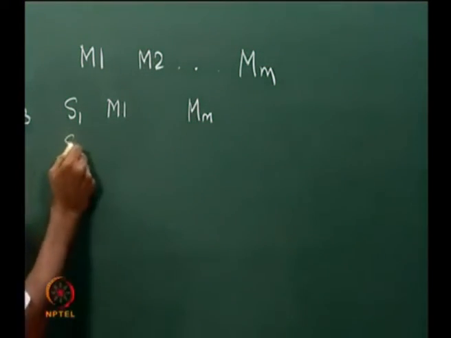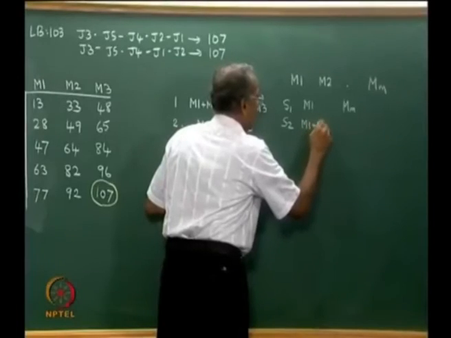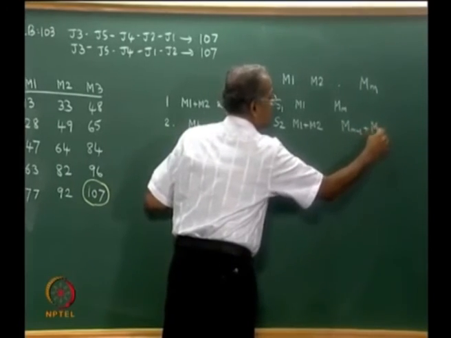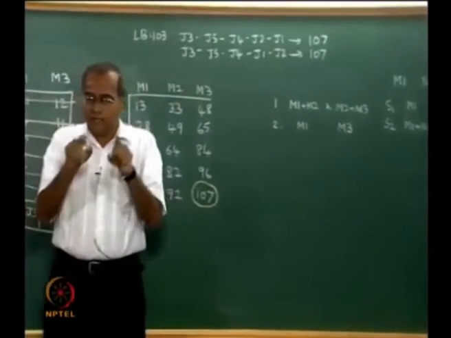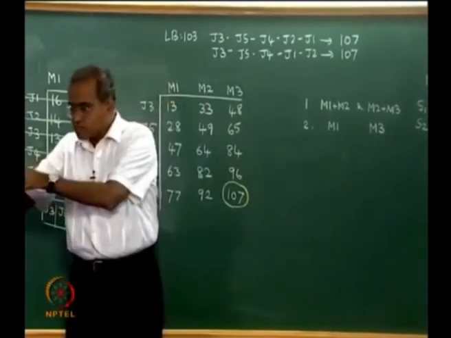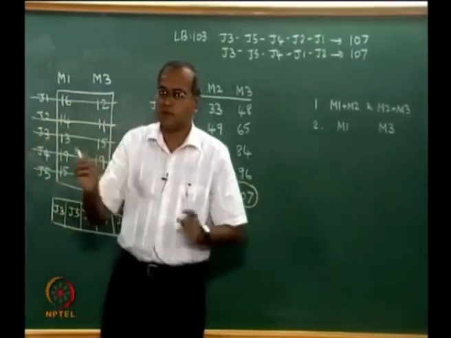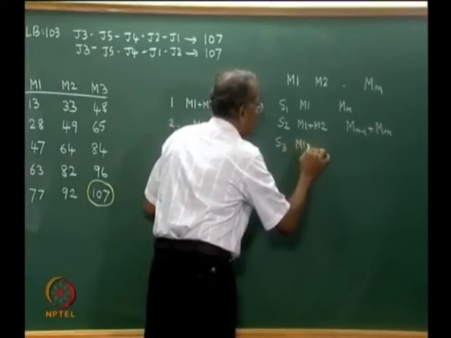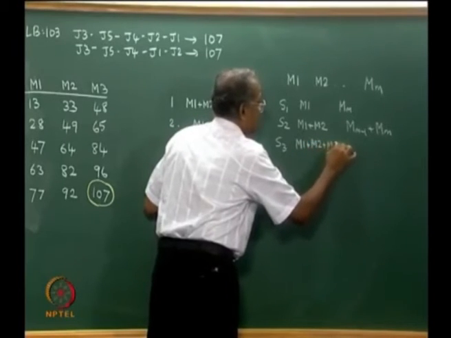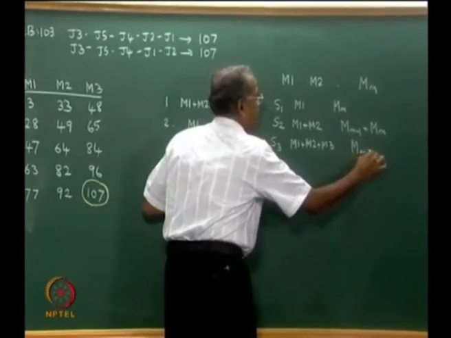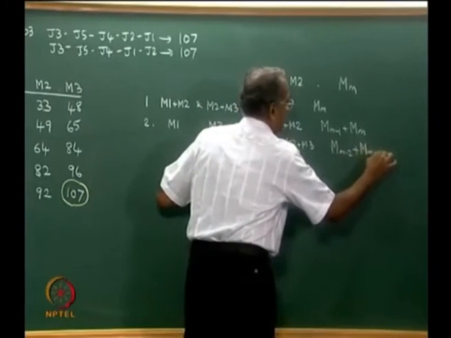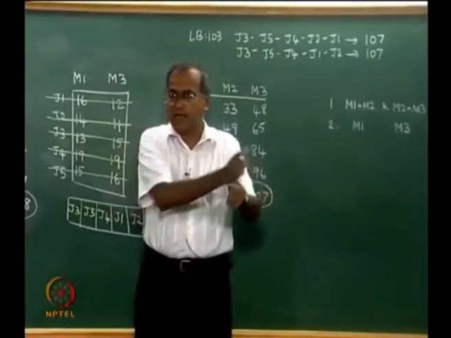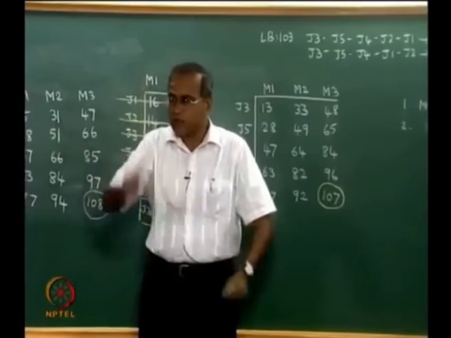The second one, S2, will be M1 plus M2 and M minus 1 plus M. Take the first 2, add, take the last 2, add, do a Johnson out of it. The third sequence will be M1 plus M2 plus M3 and M minus 2 plus M minus 1 plus M. Take the first 3 and add, take the last 3 and add, and do it.